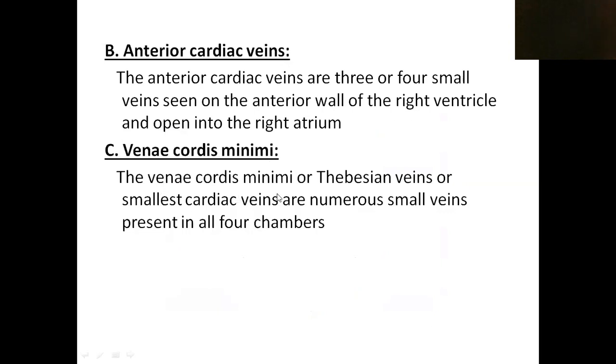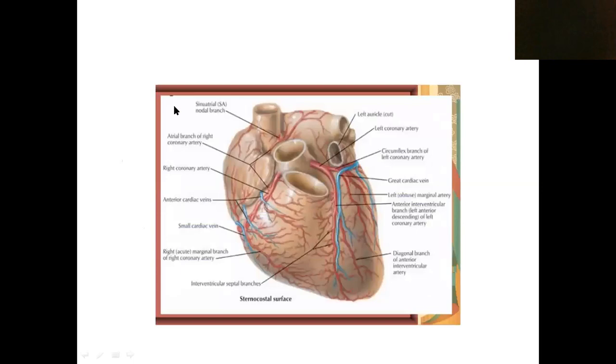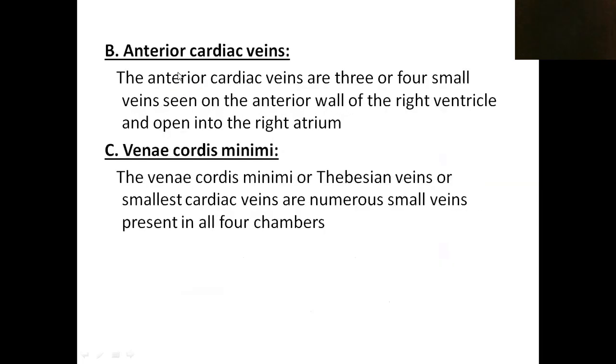Then the venae cordis minimae. Venae cordis minimae are small veins, otherwise known as Thebesian veins, which are seen on the walls of the chambers of the heart. So these are the three major venous channels draining the heart: the coronary sinus, the anterior cardiac veins, and the small veins known as venae cordis minimae.